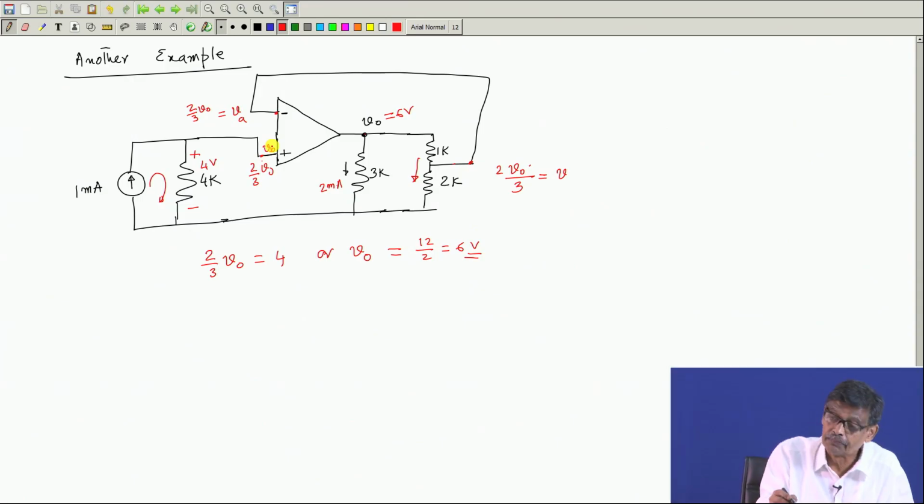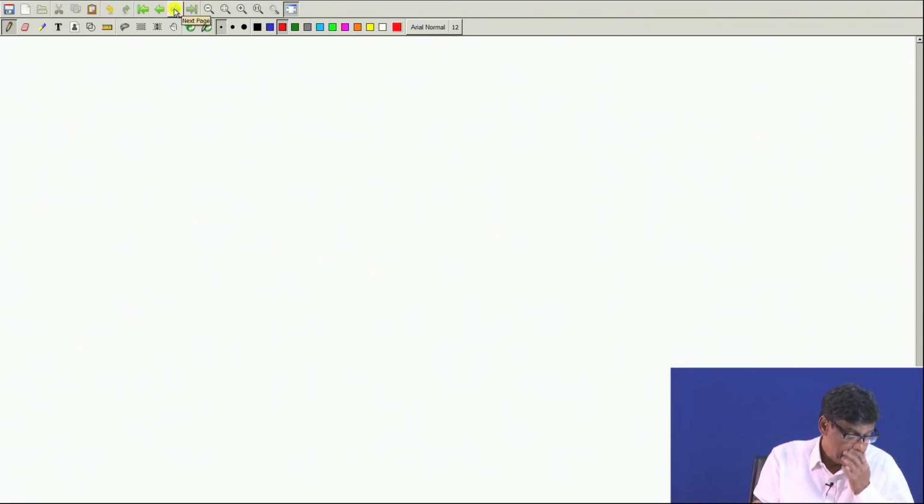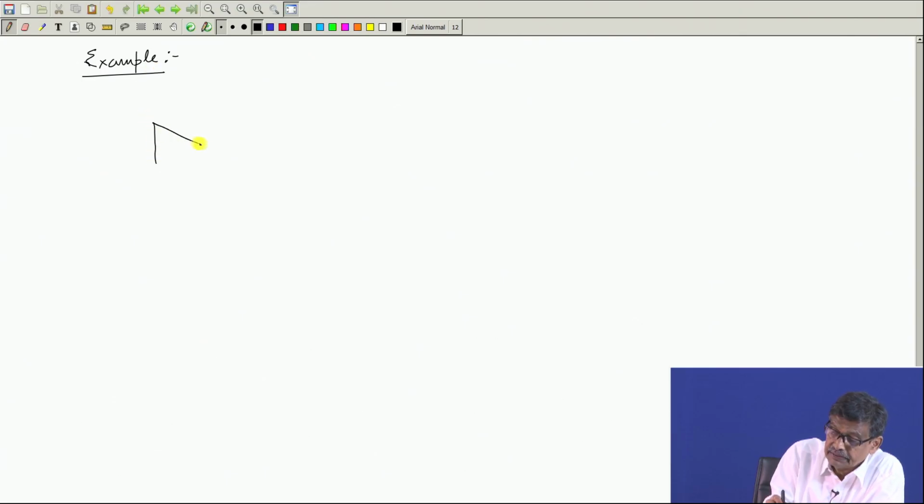Let us solve another problem, another example. This circuit is having more than one op amp. Suppose you have a circuit like this. Let me draw quickly.